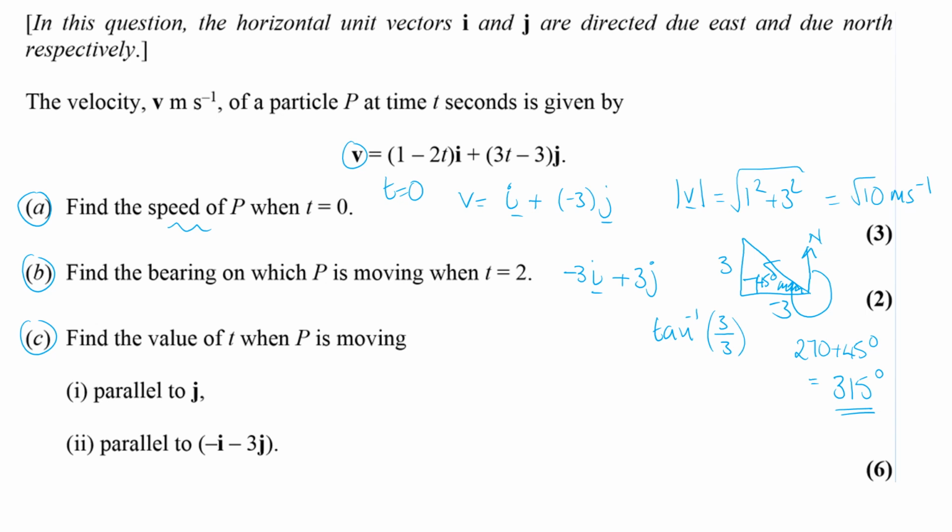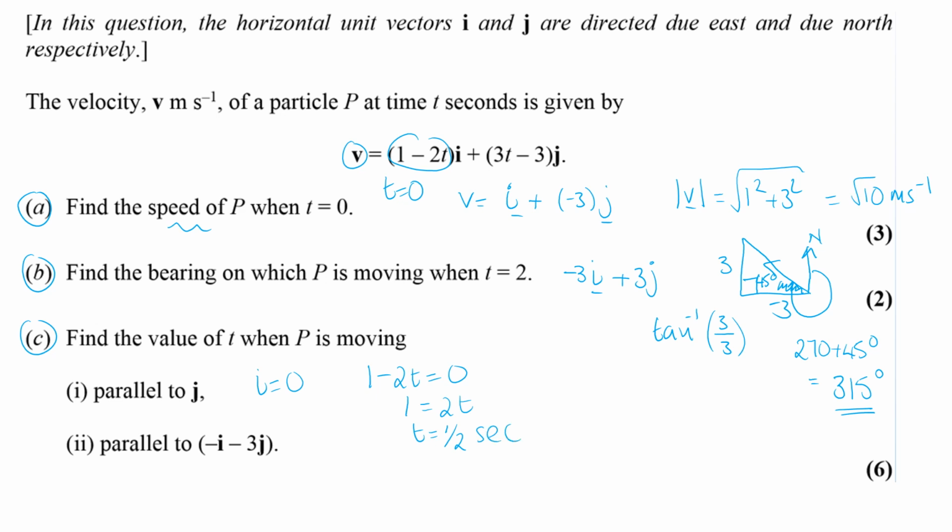Part C, find the value of t when P is moving parallel to the j. When we're parallel to the j, the i component is equal to 0. So we just make this component equal to 0. So 1 minus 2t is equal to 0. 1 is equal to 2t. So t is equal to a half. So after half a second, we're parallel to j.